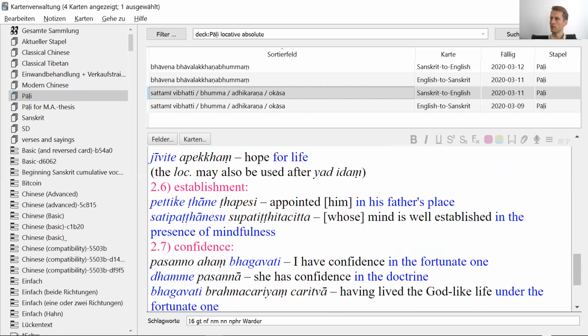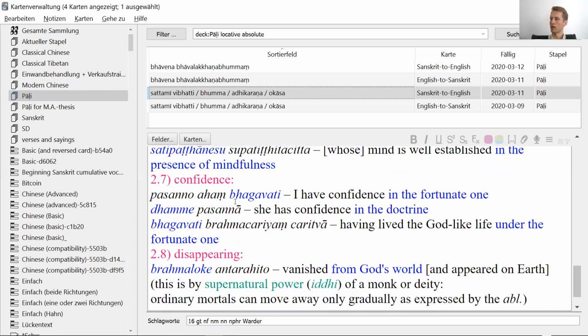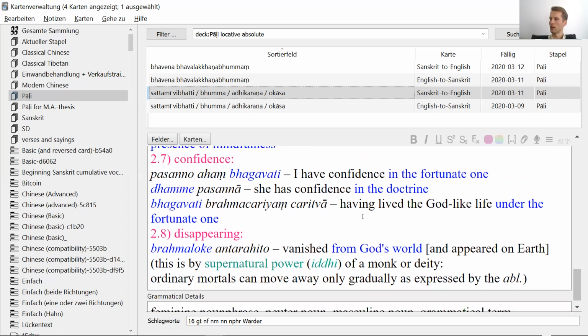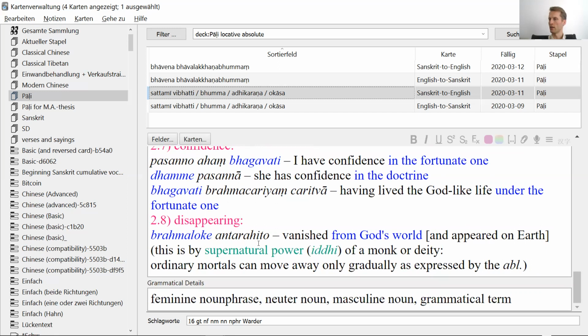And a sixth function of the locative, establishment: pitthe thane thapesi, appointed him in his father's place. Satipatthanesu supatitthita citta, whose mind is well established in the presence of mindfulness. Confidence: asanno aham bhagavati, I have confidence in the fortunate one. Dhamme pasanna, she has confidence in the doctrine. Bhagavati brahmacariyam caritva, having lived the godlike life under the fortunate one. Disappearing: brahmaloke antarahito, vanished from God's world and appeared, for example, on earth.